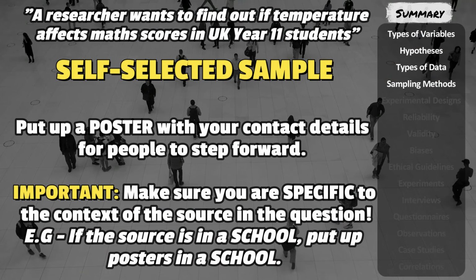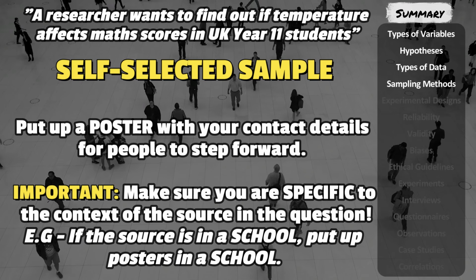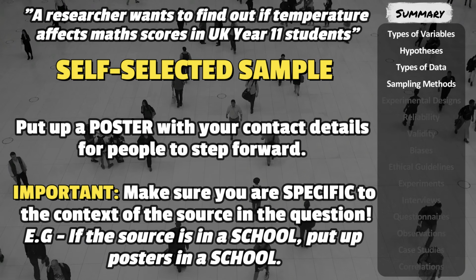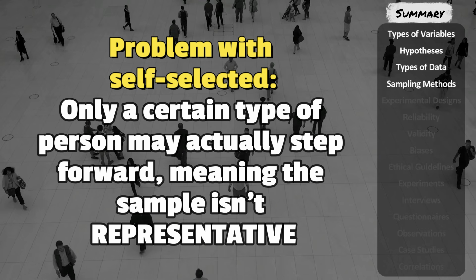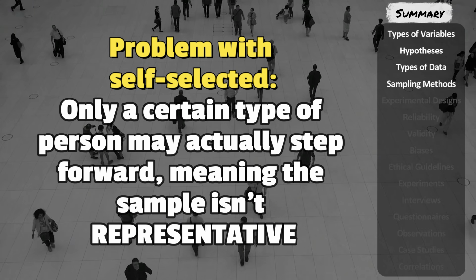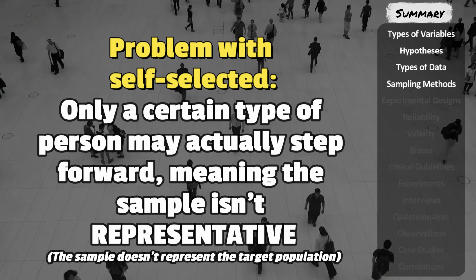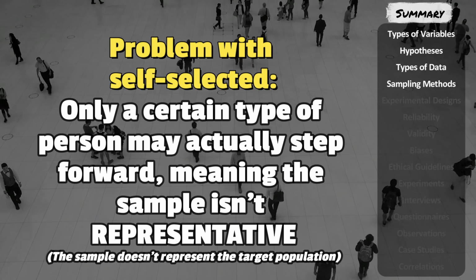So in this case, I would put up posters around a school and I would ask for year 11 UK students to respond. The problem with this, of course, is that only a certain type of person might step forward for a piece of research. This means that the sample might not be representative, a fancy word for saying that it doesn't represent everyone, and that's a problem in research.